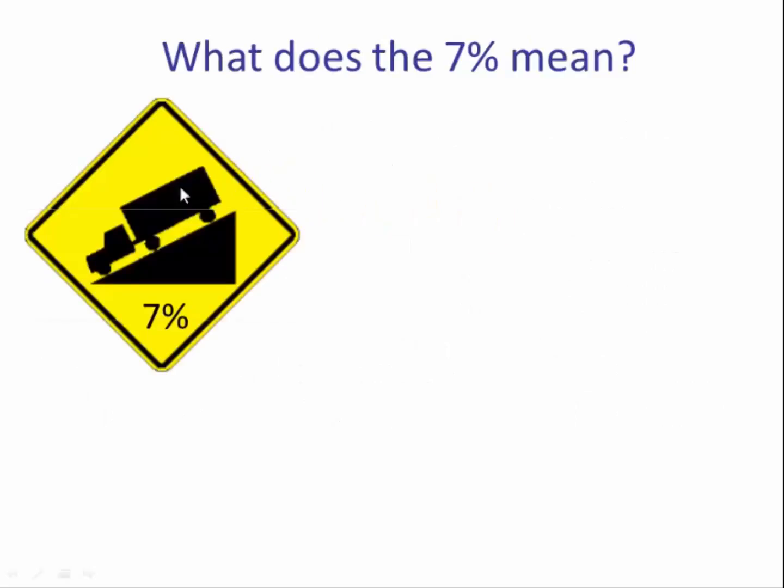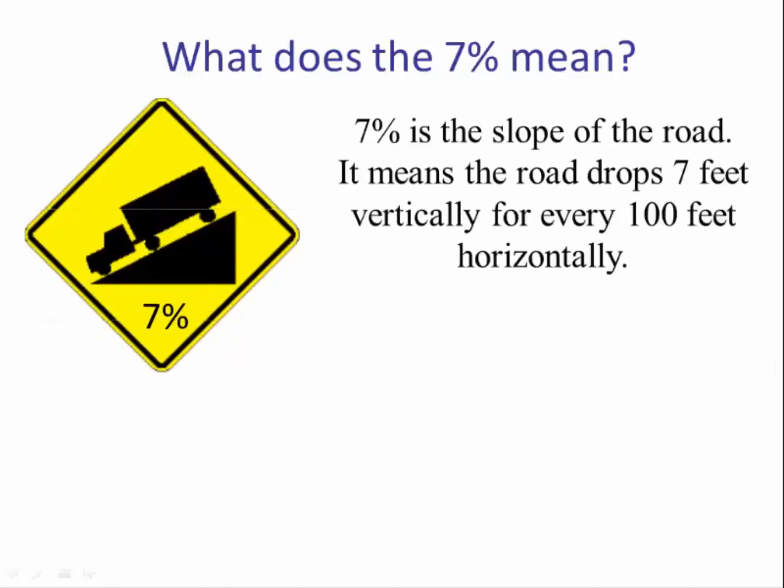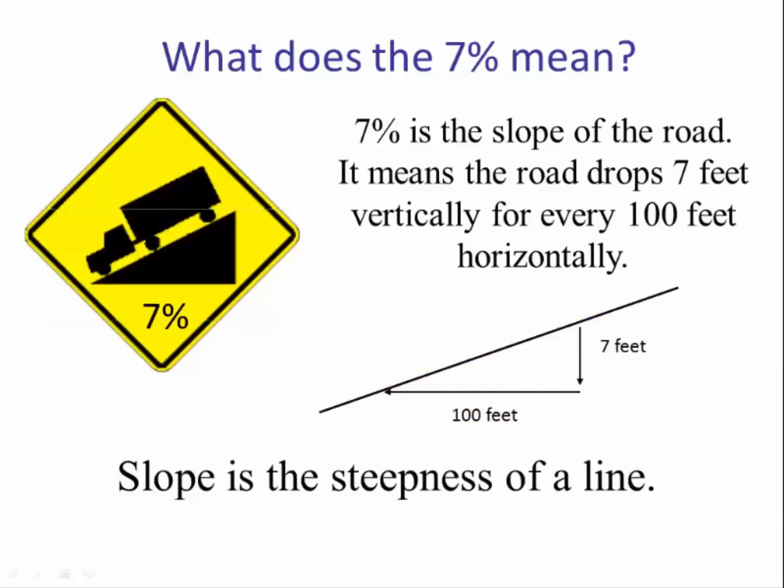So if you ever see this highway sign, what does the 7% mean? The 7% is what we call the slope of the road. It means the road drops 7 feet vertically for every 100 feet horizontally. The vertical is 7, the horizontal is 100. So slope is the steepness of the line.